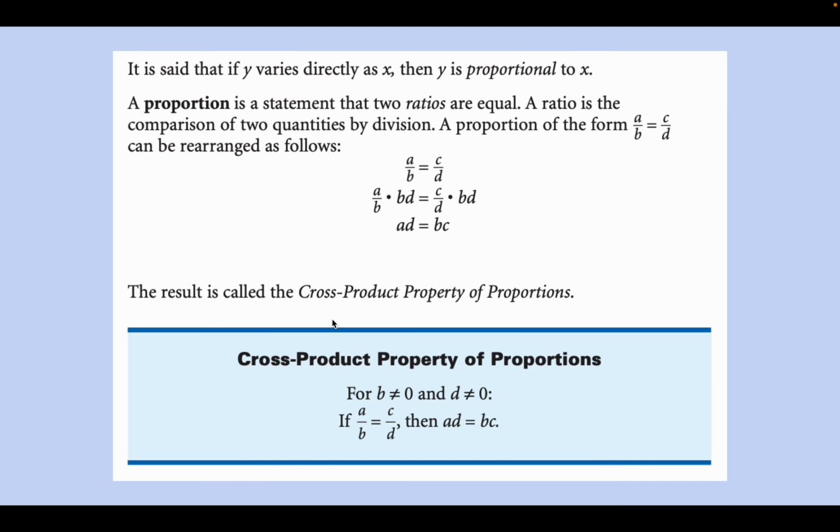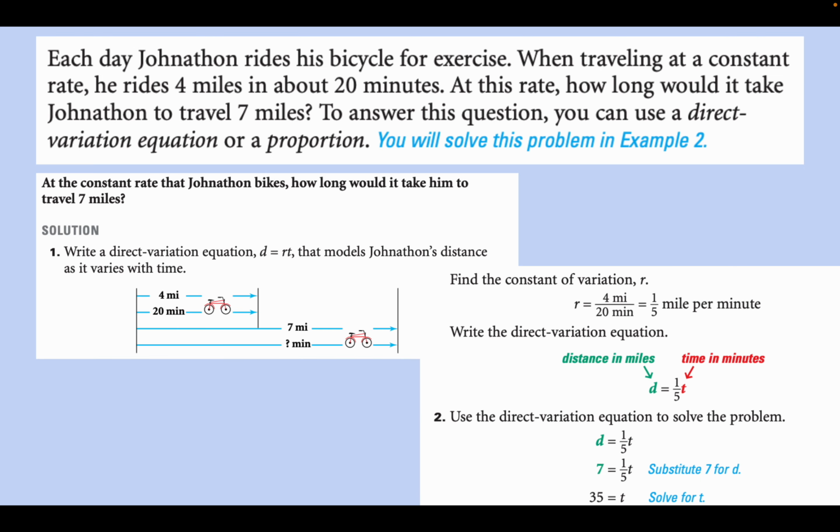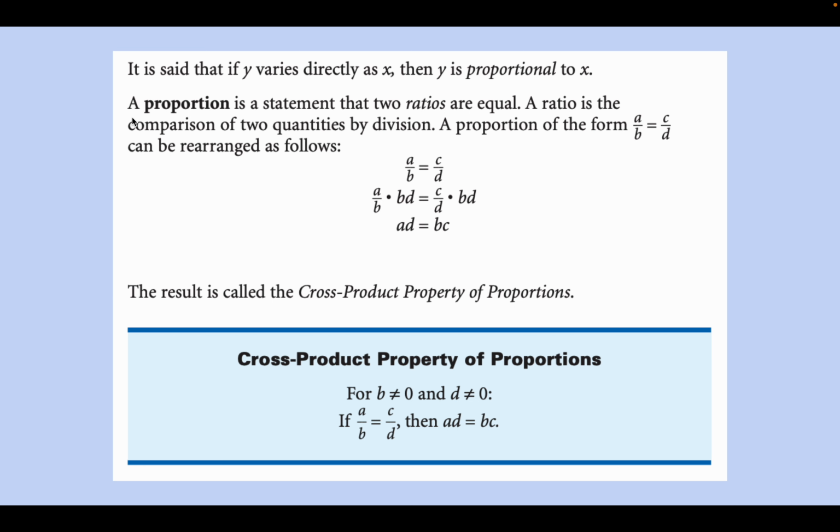Next, here is the proportion part that was coming up. So it is said that if y varies directly as x, y is proportional to x. So here, if we relate that to this, the miles is directly proportionate to the minutes, because we can also see this because 4 times 5 equals 20 and 7 times 5 equals 35. But because we want to know the process here, we're going through all of these steps, but if you realize that, great, because they're proportionate to each other. So a proportion is a statement that two ratios are equal.